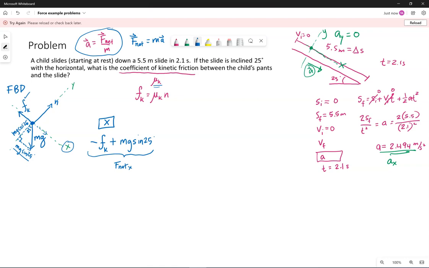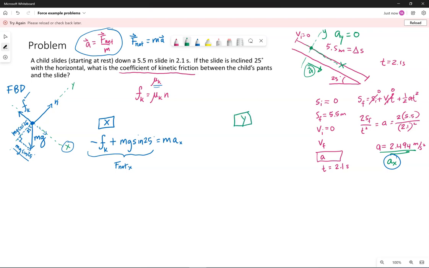So net force x must equal the mass of this child times the acceleration of the child in the x direction, which we have already calculated. We know this value. So we always want to write out our equation symbolically. Let's keep going and look at the y direction as well.